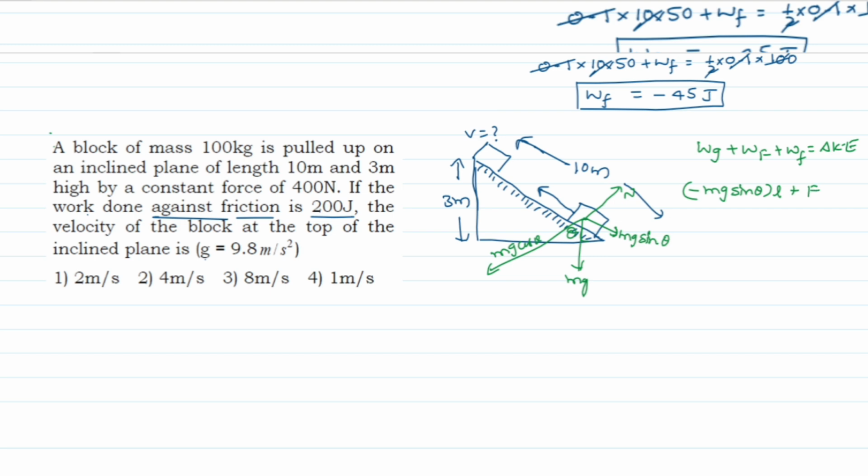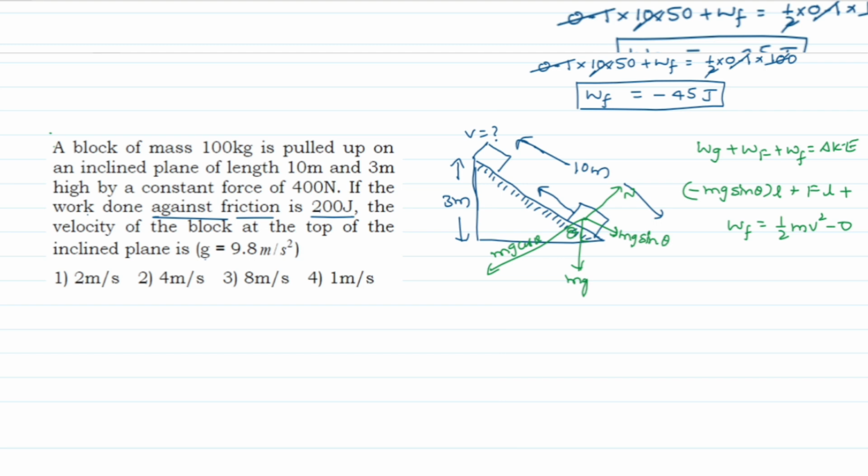Plus the work done by the applied force. Here the applied force and displacement are along the same direction, so that work done will be positive. Plus the work done by the frictional force, which will be equal to half m v squared, since finally it attains a certain velocity. Initially the body is at rest. These are the things you need to note down, students.